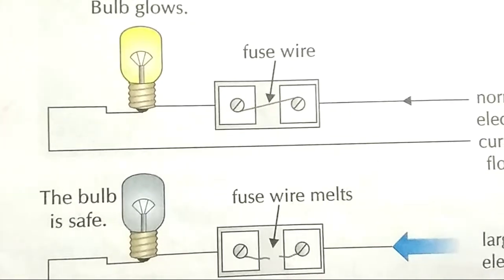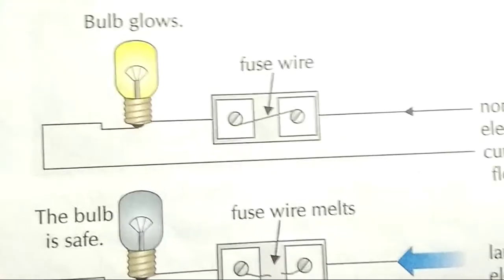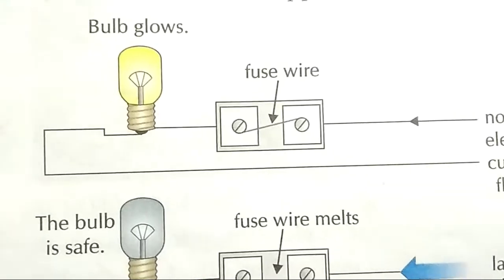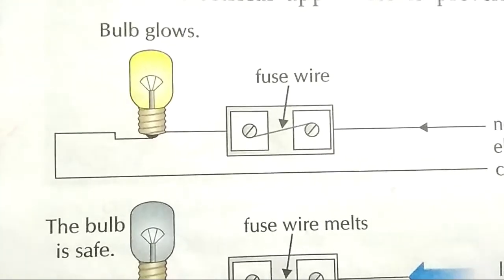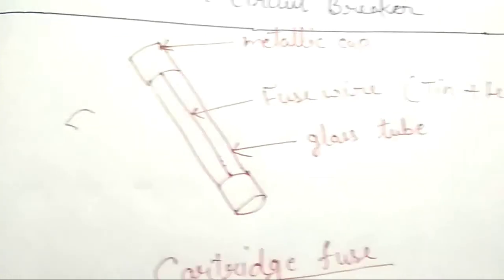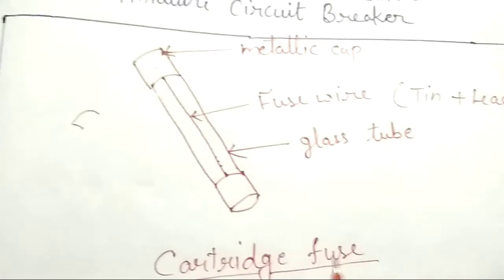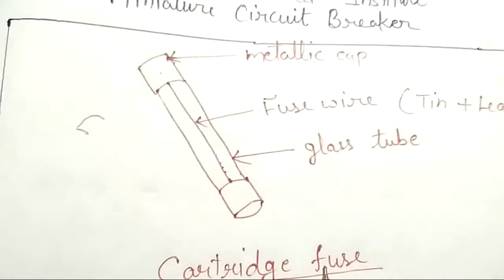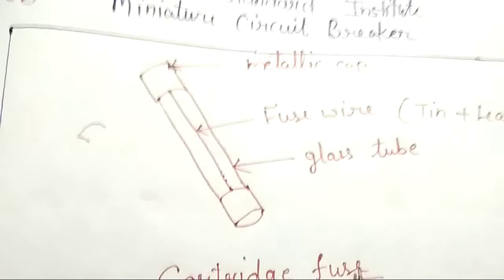Nowadays, instead of the fuse wire, a miniature circuit breaker, also called MCB, is used, but it does not work on the heating effect of electric current. It works on the magnetic effect of electric current. Here you can see the cartridge fuse. This is a different type of fuse that is fitted in electrical appliances like washing machine, fridge, geyser.